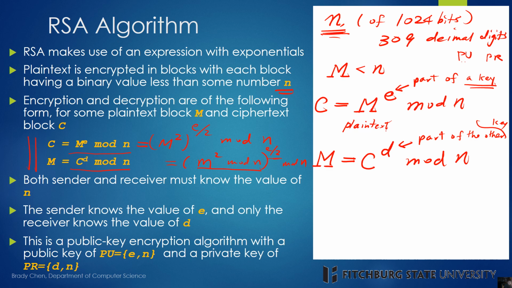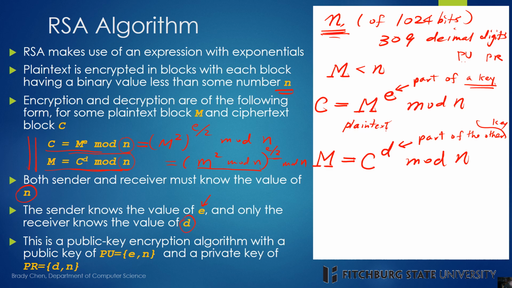Now, in order to perform this, we need to make sure the E and the D satisfy certain relationships. So we can discuss these relationships. Number one, both sender and receiver must know the value of N, because both encryption and decryption require the modular N operation. So both sides need to know the number N. Also, the sender needs to know the value E, and the receiver needs to know the value D.